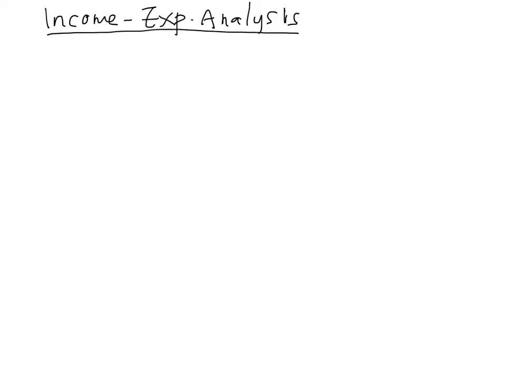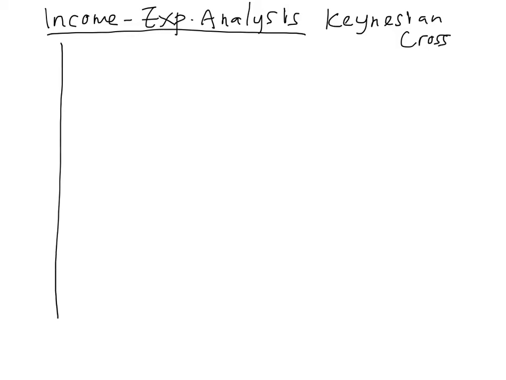Okay, so today we're going to look at the income expenditure analysis. Income expenditure analysis, more broadly known in the literature as the Keynesian cross. Okay, the Keynesian cross. I'm going to explain by using a diagram. Here we have income or output. It doesn't matter whether you're using Y or GDP, it's the same thing.